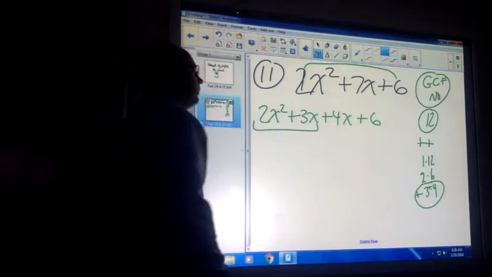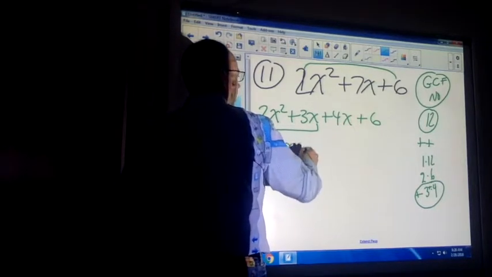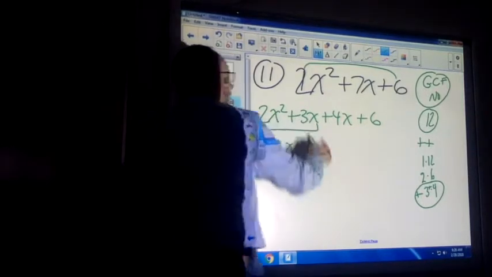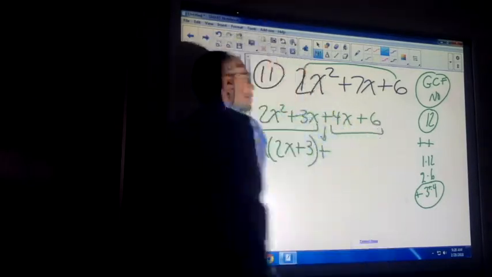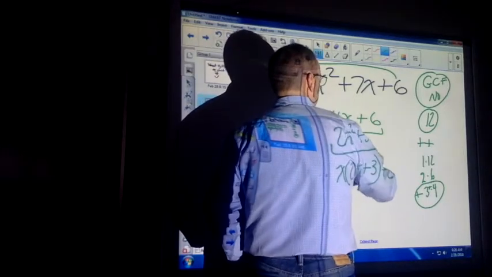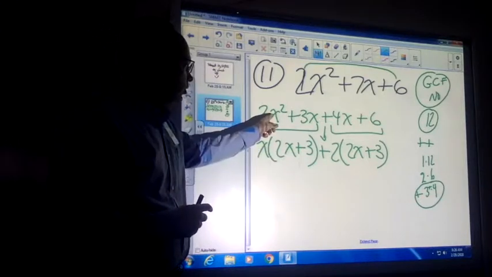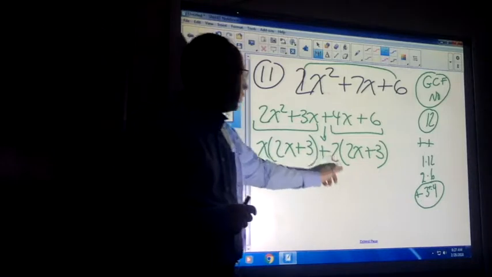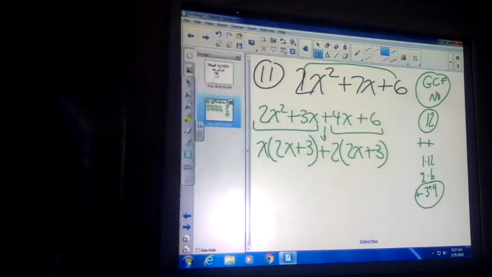What do I have in common here? I have an x. That leaves me 2x plus 3. This second sign always comes straight down. What do I have in common between these? A 2. Good. And that leaves me 2x plus 3. Now let's double check, make sure we did this right. X times 2x is 2x squared. X times 3 is 3x. 2 times 2x is 4x. 2 times 3 is 6. So everything looks good so far?